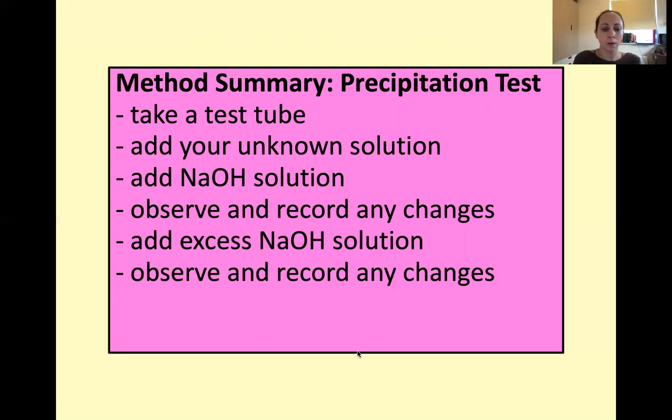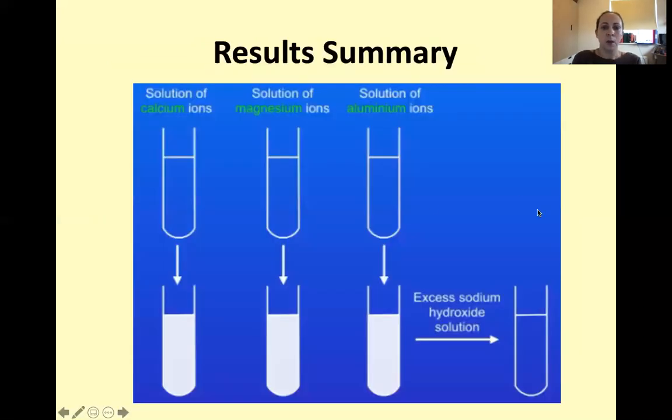Okay. So summary of the results. There were a couple there that went white. If you added sodium hydroxide to magnesium, it went white. Aluminium, it went white. And also if you added it to calcium, which we looked at with the flame test, it would also go white. You could determine if you had calcium because you could do the flame test. But if you've got two things that are white, you need to add excess sodium hydroxide to work out which is magnesium and which is aluminium. So if you add excess and it stays white, it's magnesium. If you add excess and the white goes away, then you know you've got aluminium.